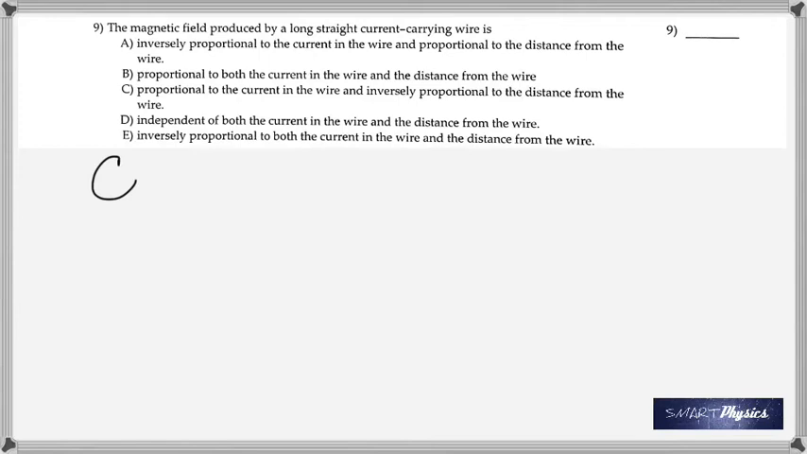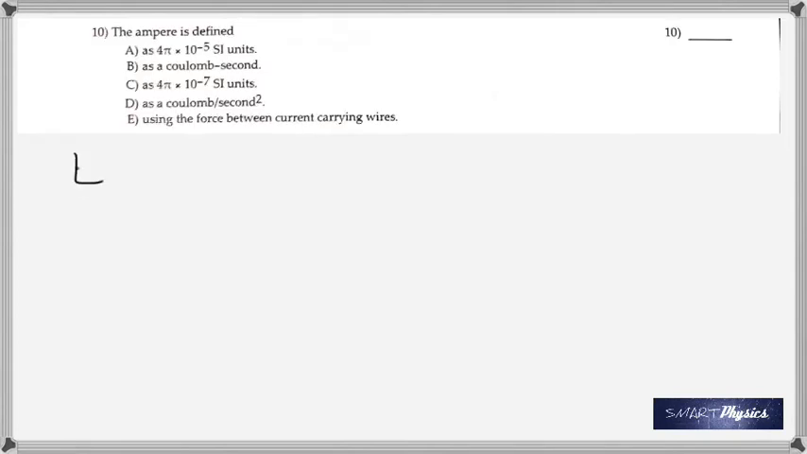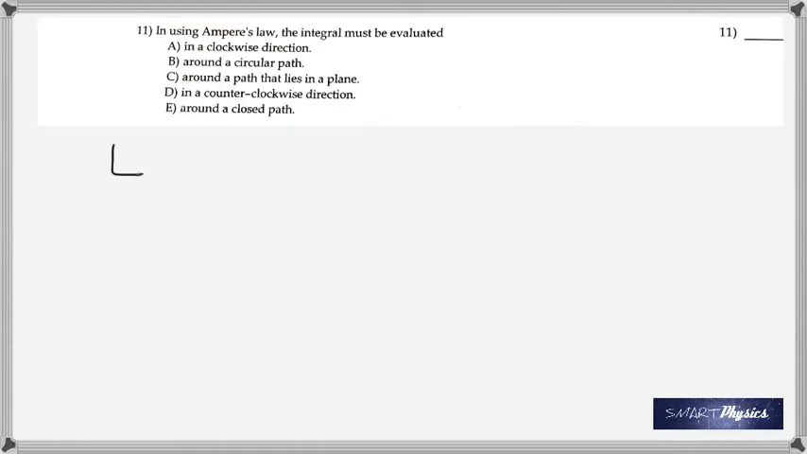This question is a concept question. The magnetic field produced by a long straight current carrying wire is, of course, proportional to the current in the wire and inversely proportional to the distance from the wire. And this again is a concept question. The ampere is defined using the force between current carrying wires. You cannot have D as the answer. That's not correct, because the ampere is actually coulomb per second, not per second squared. So it's not D. The answer is E.